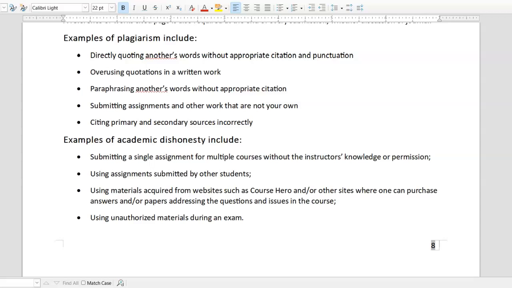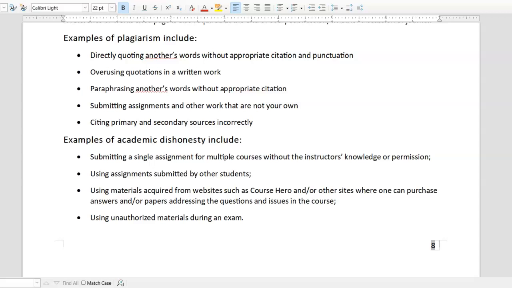Paraphrasing, using their ideas without giving them credit for those ideas. Submitting assignments and other work that are not your own, hence the reason I say stay away from Course Hero. Stay away from any of what I think of as the paper mills, places where other people have written papers and you go buy them. No. We're not doing that here. We're not hiring other people to do the work. So bear that in mind as well.